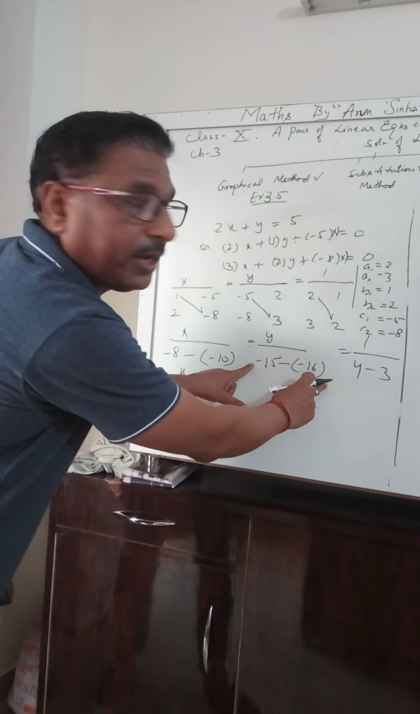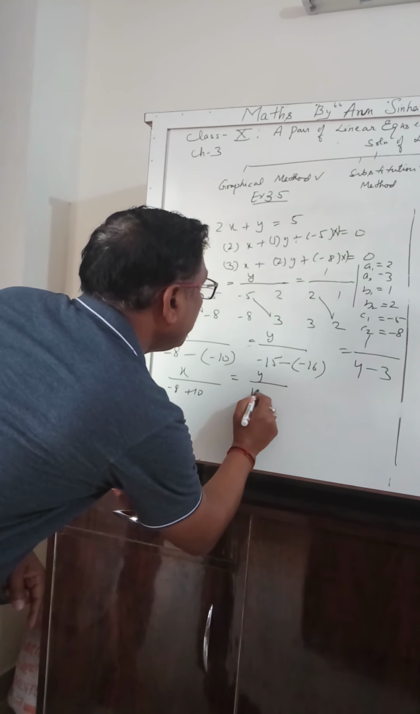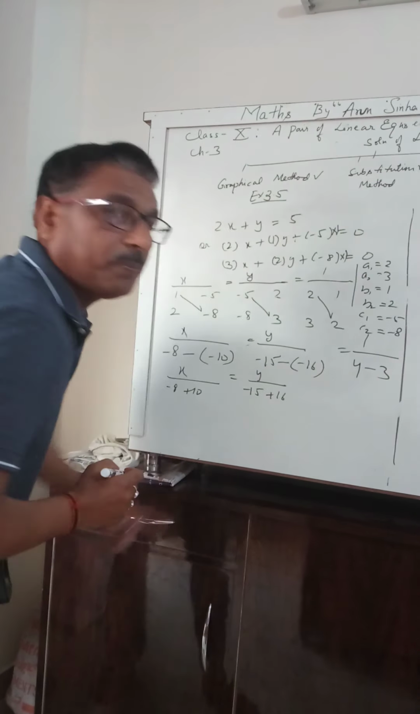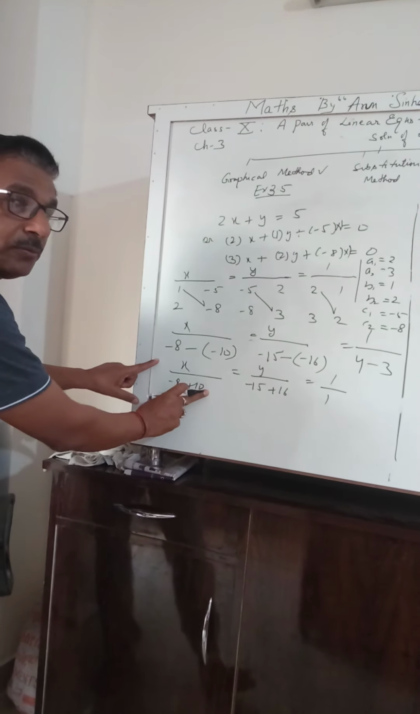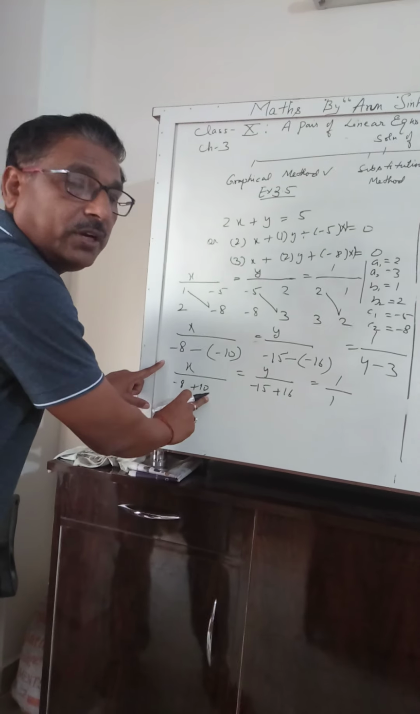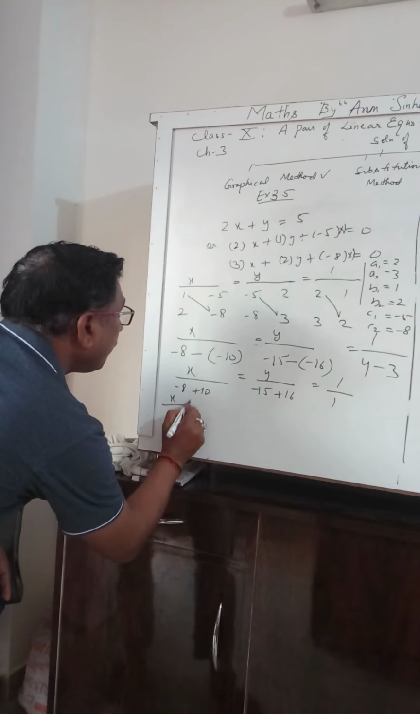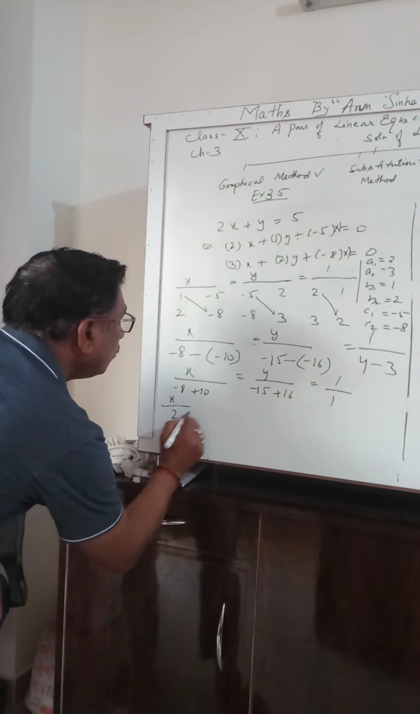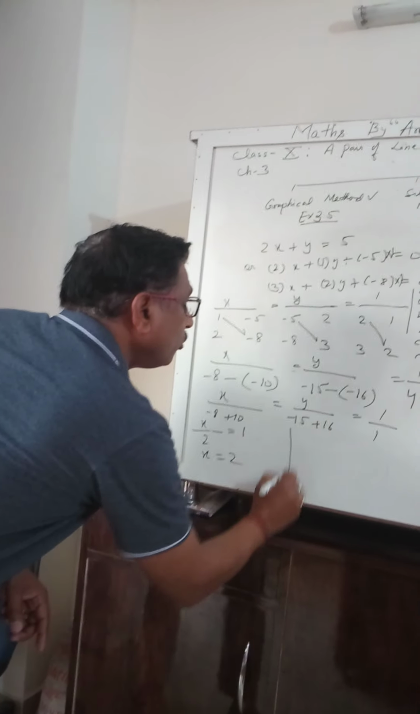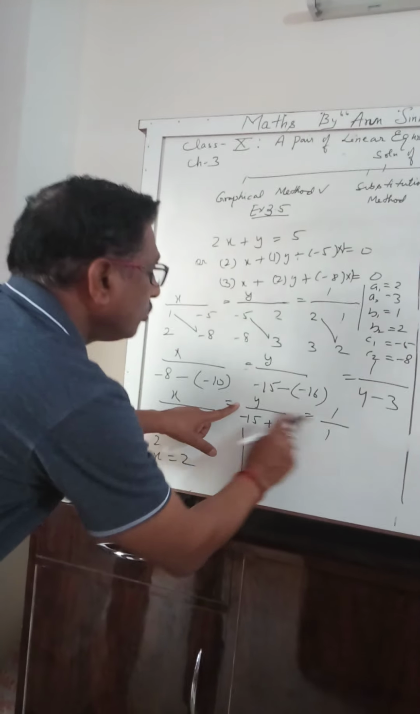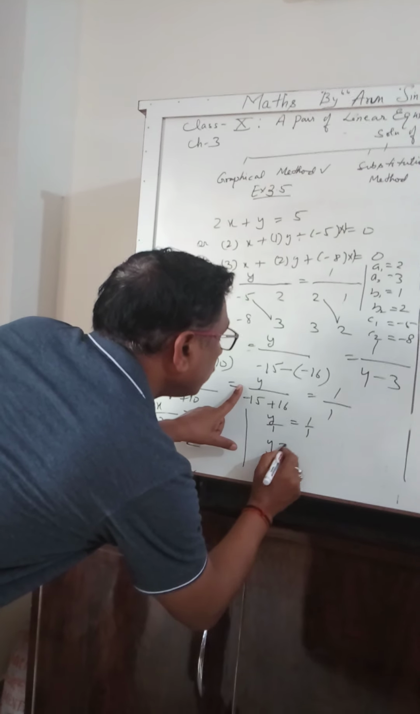And to get the value of y, just solve this one. y upon minus 15 plus 16. Okay, and here you will get 1. So now you just equate, since all the ratios are equal. So this x and this one equate. What will you get, children? x upon minus 8 plus 10, that is 2, and 1, that is x equal to 2. And to get the value of y, equate these two. So what do you get? y upon 1 is equal to 1 upon 1, that is y is equal to 1.